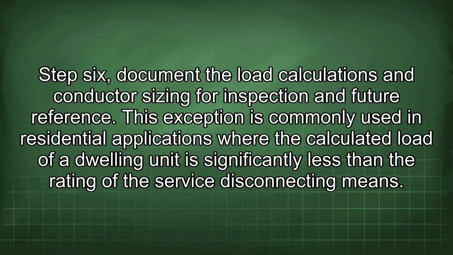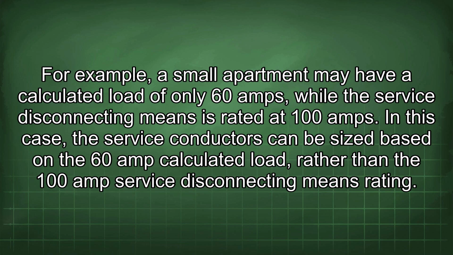This exception is commonly used in residential applications where the calculated load of a dwelling unit is significantly less than the rating of the service disconnecting means. For example, a small apartment may have a calculated load of only 60 amps, while the service disconnecting means is rated at 100 amps. In this case, the service conductors can be sized based on a 60 amp calculated load, rather than the 100 amp service disconnecting means rating.